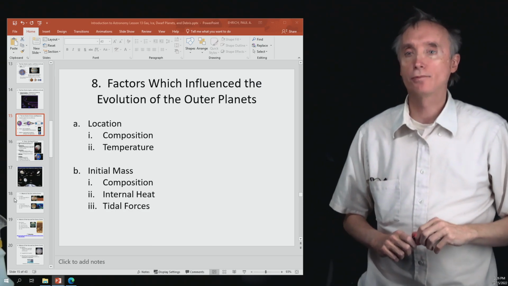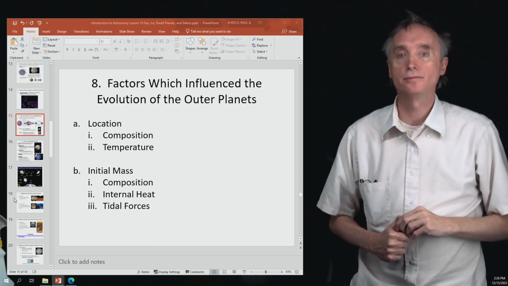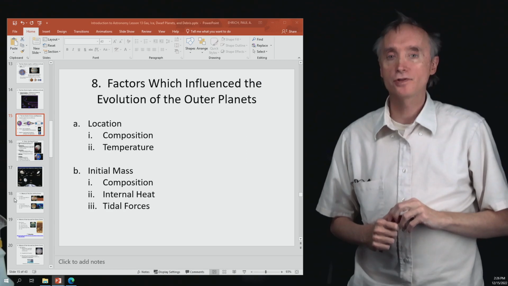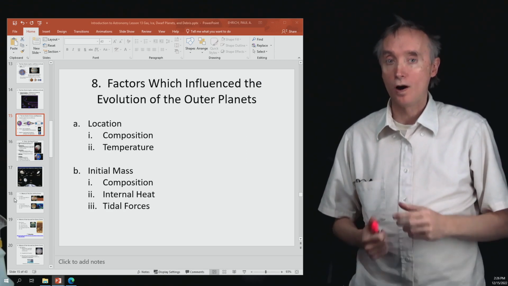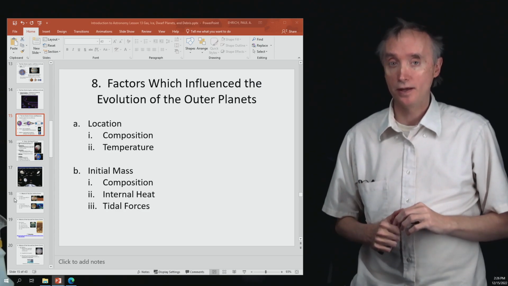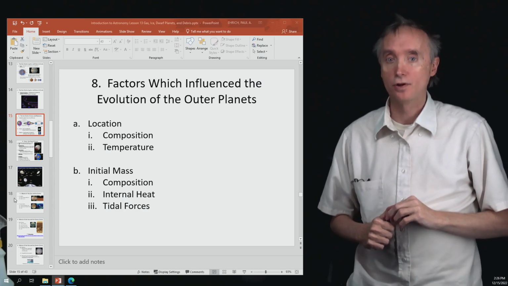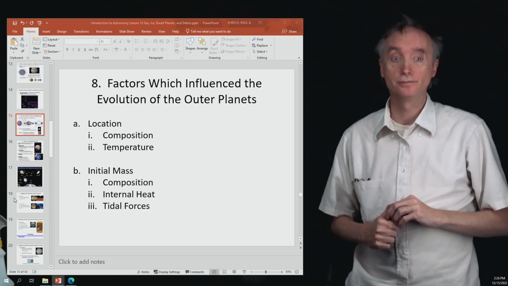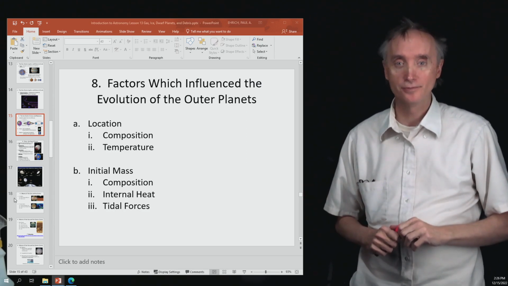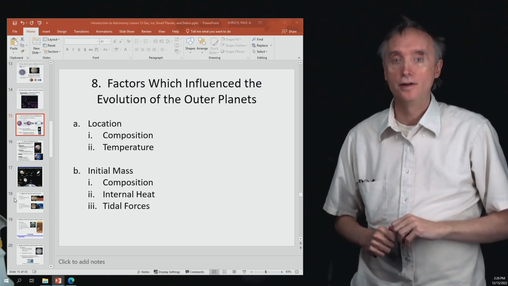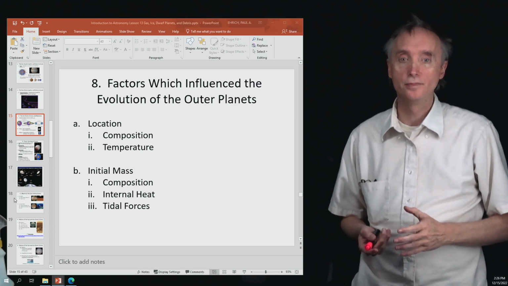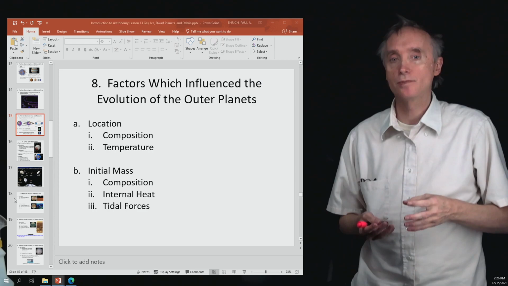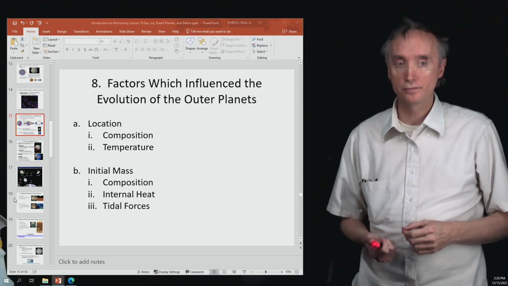Okay, so we're just about ready to wrap up this lesson, but we need to first talk about the factors that influenced why our solar system ended up the way it did. So one is location. Location, location, location. The further you were from the sun, the different kinds of materials you had to work with.